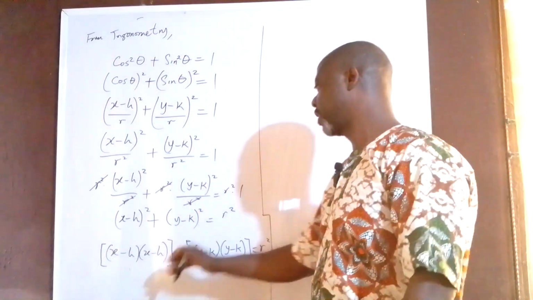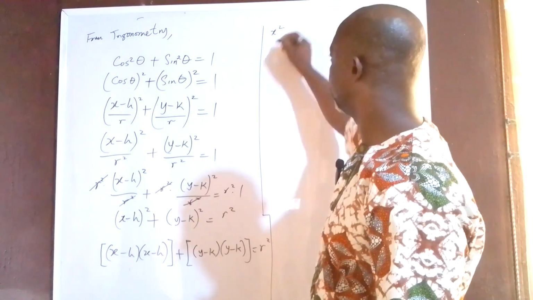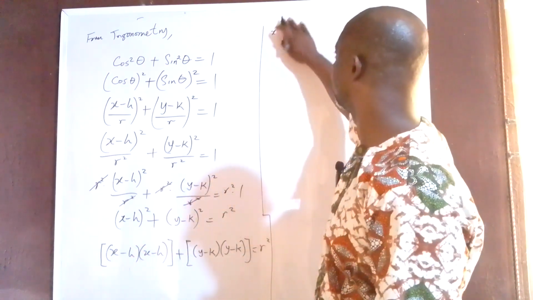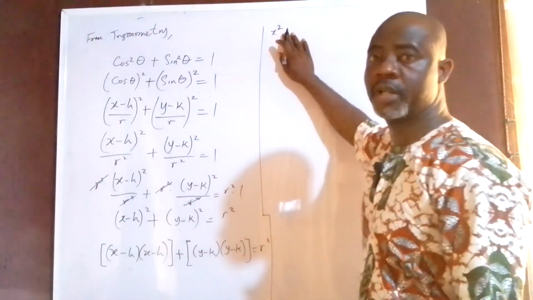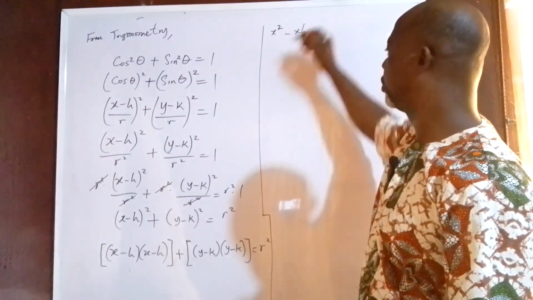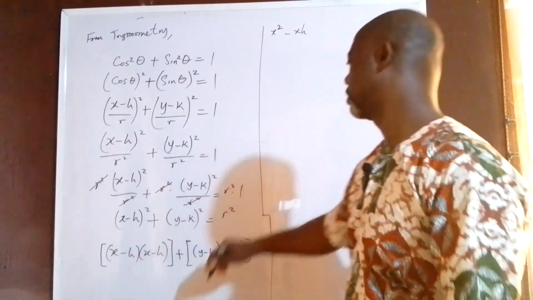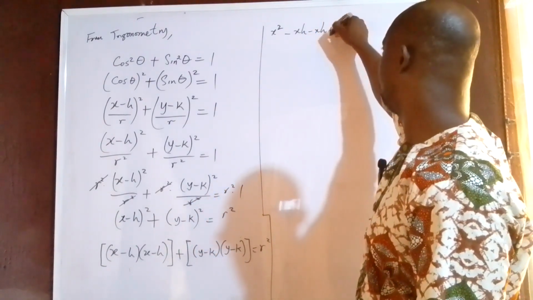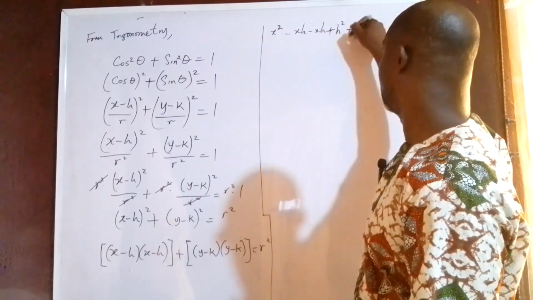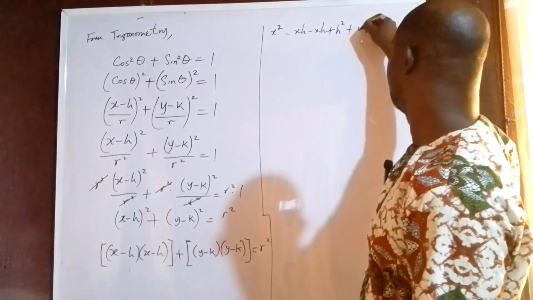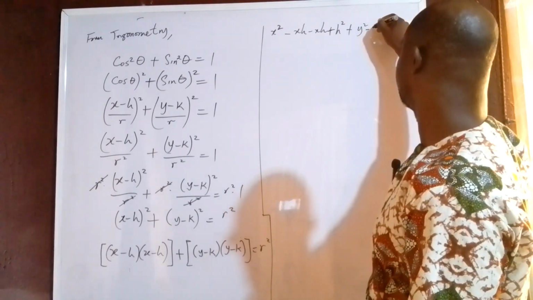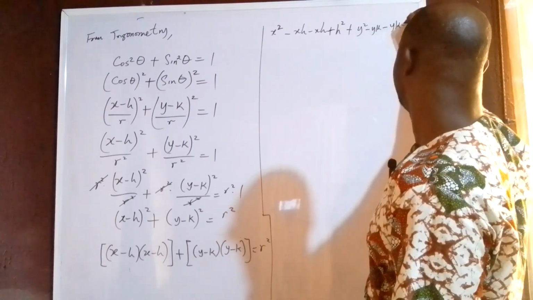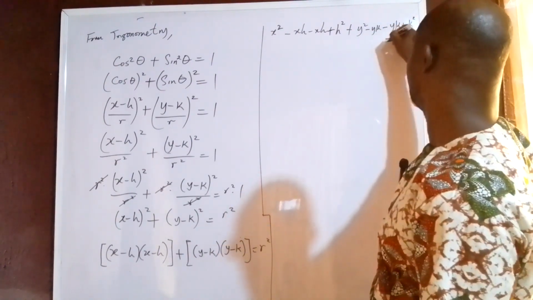Once we expand this bracket, we are going to get x squared, that's x multiplied by x, then x multiplied by minus h will give us minus xh, and then minus h times x will give us another minus xh, and finally h squared. Plus, we do the same thing to this: we have y squared minus yk minus yk plus k squared equal to r squared.